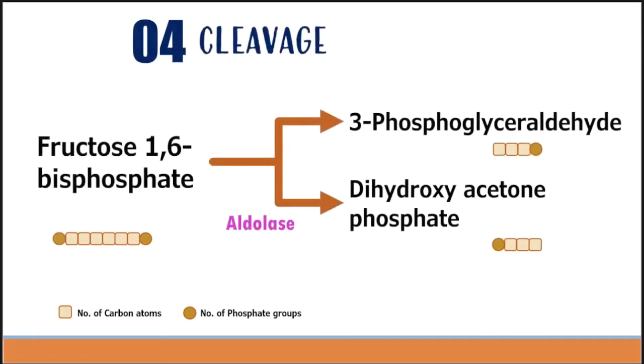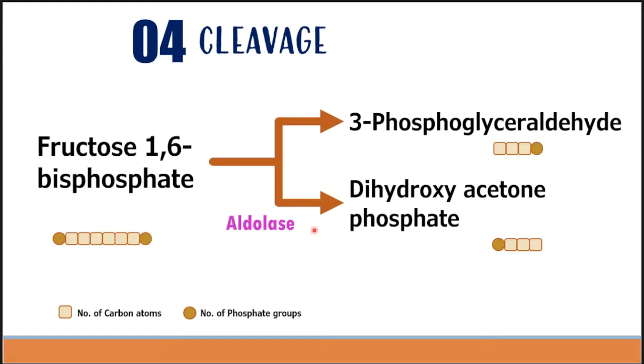Further moving, the fourth reaction is generally called the cleavage reaction, where the molecule gets split into two 3-carbon compounds. Here fructose 1,6-bisphosphate is acted on by aldolase. The aldolase may be different in different kinds of organisms like bacteria, plants and animals.